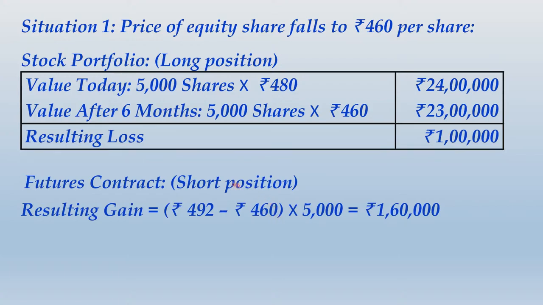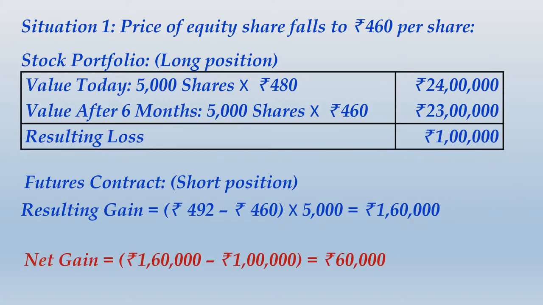In other words, you have agreed to sell the share at 492, but the price of the share prevailing that day is just 460. Because you have agreed to sell at a high price compared to the price prevailing on settlement, you will be making a gain of rupees 32 per share multiplied by 5000 shares, that is 1,60,000. So you understand one thing: in your stock portfolio you incurred a loss of rupees 1 lakh, in the futures contract you made a gain of 1,60,000. Your net gain will be rupees 60,000.